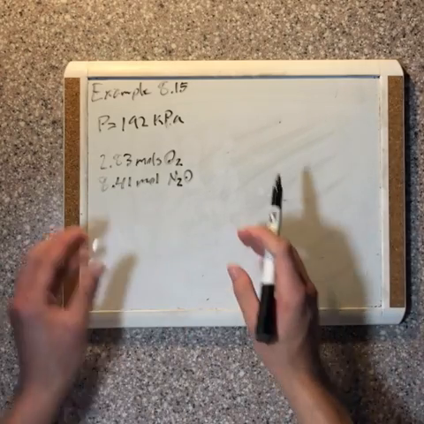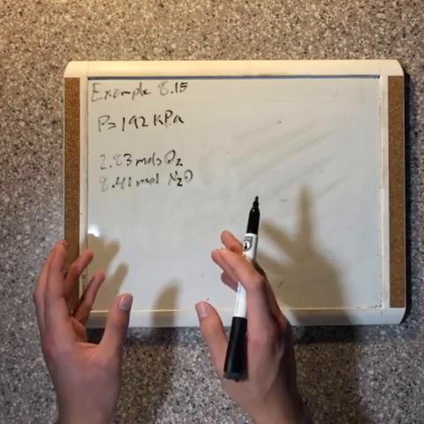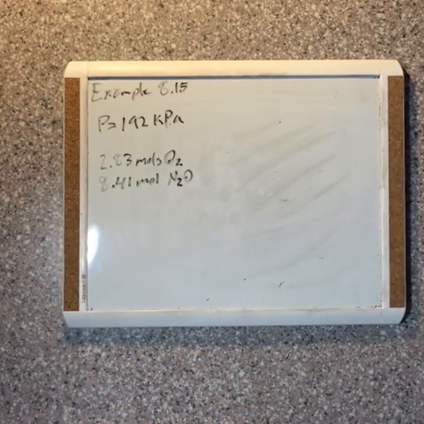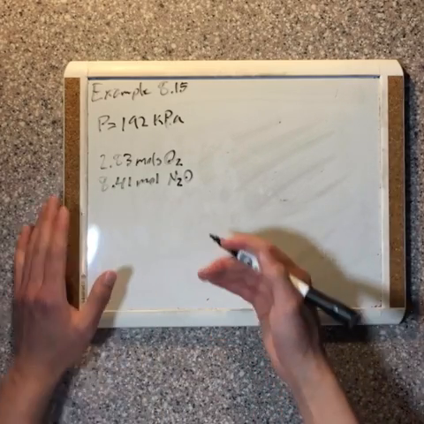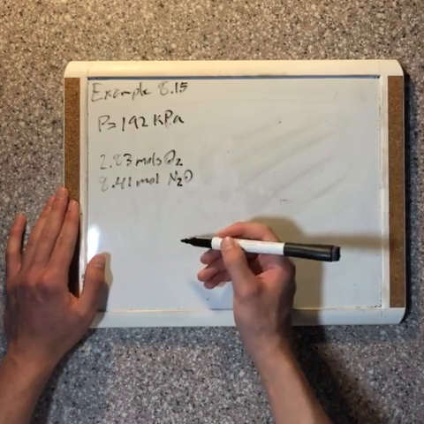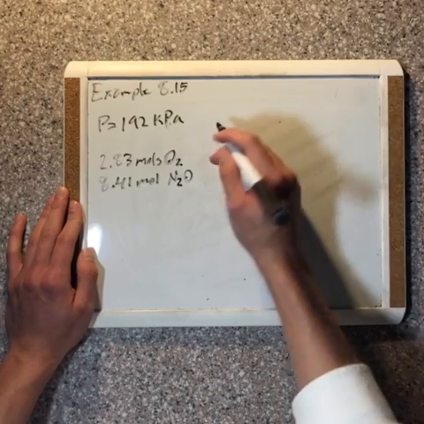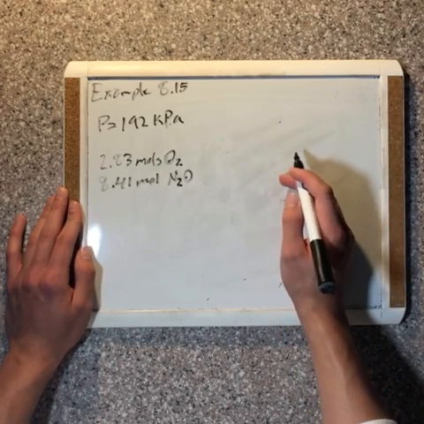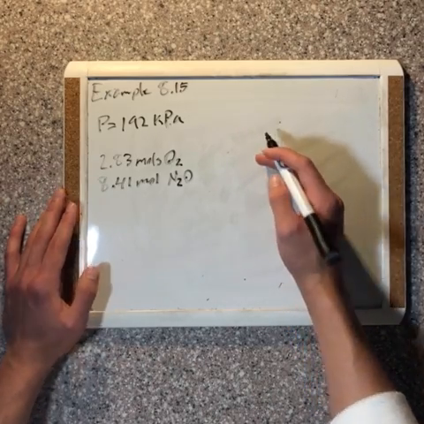Now, how do we figure out how much oxygen is contributing to the pressure and how much nitrous oxide is contributing to the pressure? Well, we have to figure out proportionally how much these stack up against each other. So the way to do that is to take the number of moles and divide it by the number of total moles in the sample. That's called the mole fraction.